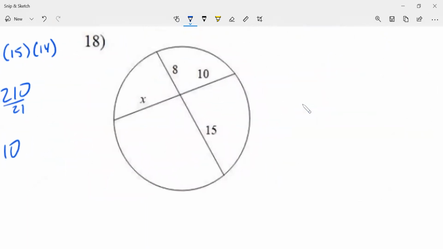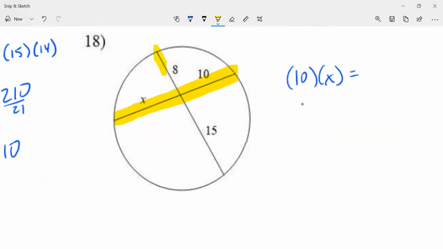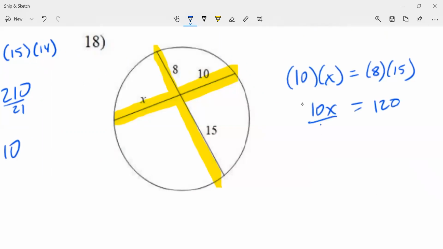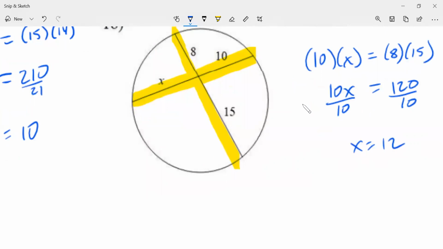Now looking at number 18. One of my measurements is made by the sides x and 10. So let me multiply that. 10 times x. This is equal to, my other segment is made by the measurements 8 and 15. So I'm going to go 8 times 15. So then I get 10x is equal to 120. Divide both sides by 10. X is equal to 12. Okay, so these were pretty cool.